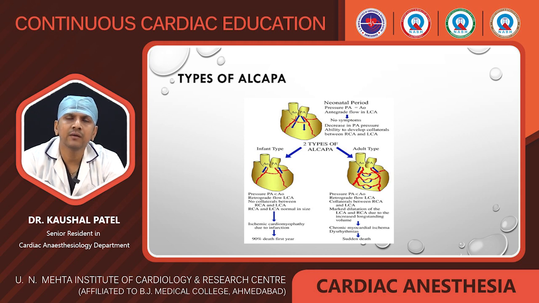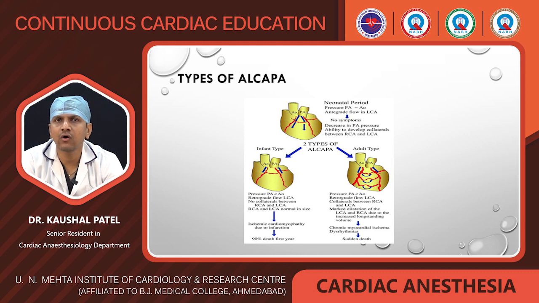Now coming to the pathophysiology, there is retrograde flow from the left coronary artery, which is supplied by the right coronary artery. So the aortic pressure is high. From the aorta, the blood supply goes to the right coronary artery, and from the right coronary artery it goes to the left coronary artery, and from the left coronary artery it goes to the pulmonary artery. So it is called the pulmonary coronary steal phenomenon.